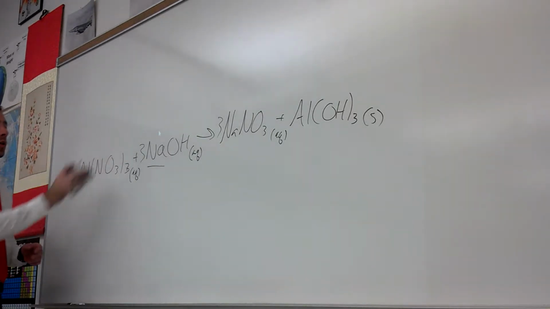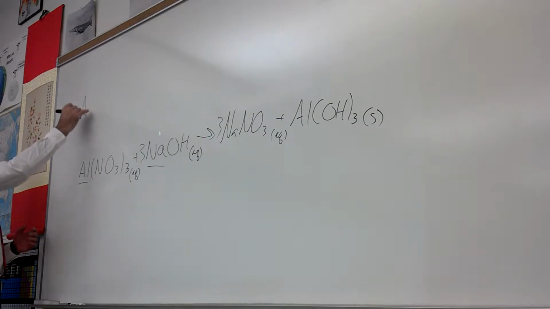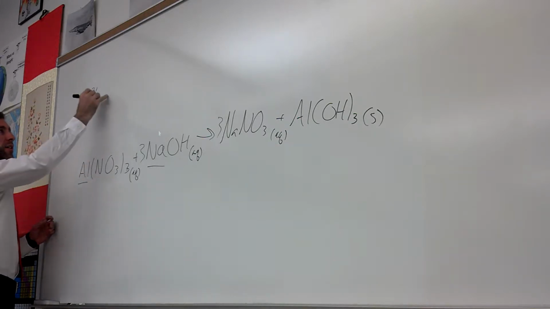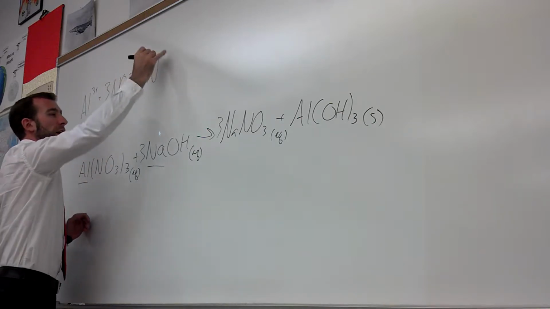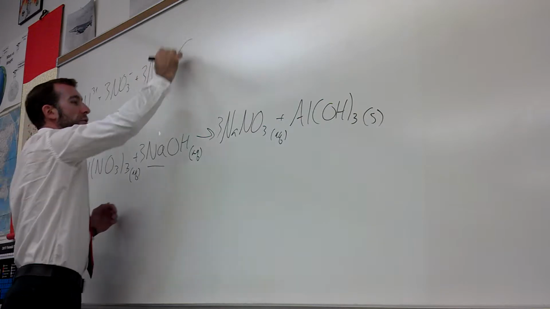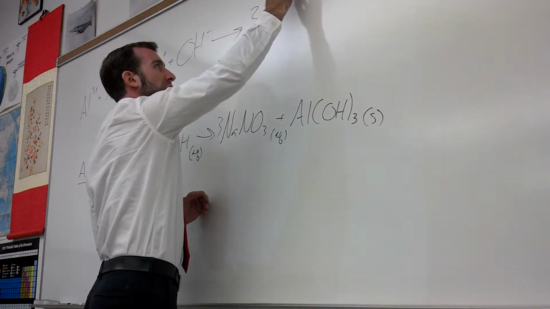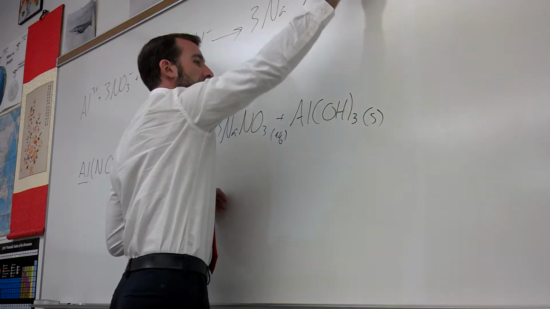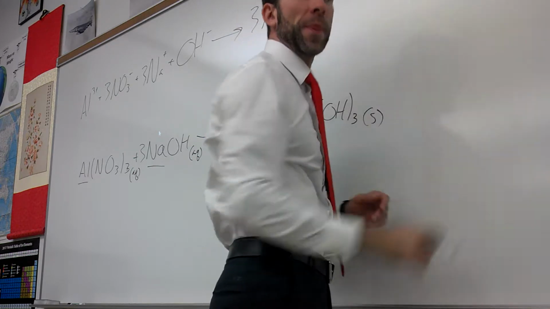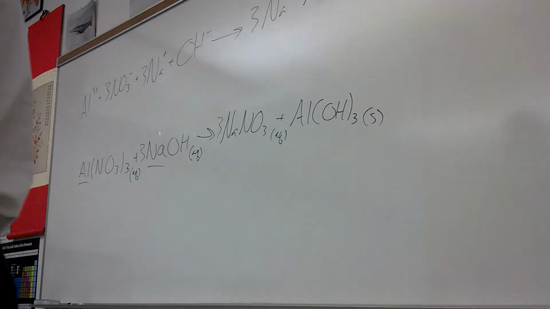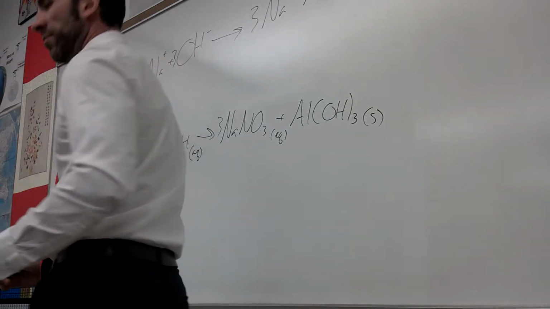Now, if we want to make this into a net ionic, we break up the things that are aqueous. So the aluminum is broken up, because it was aqueous. The nitrates are now broken up, because they're aqueous. The sodium is broken up, and the hydroxide is broken up. On this side, the sodium and the nitrate are still broken up, but who's together forever? The aluminum hydroxide. Do I not have a 3 somewhere? Oh, thank you.